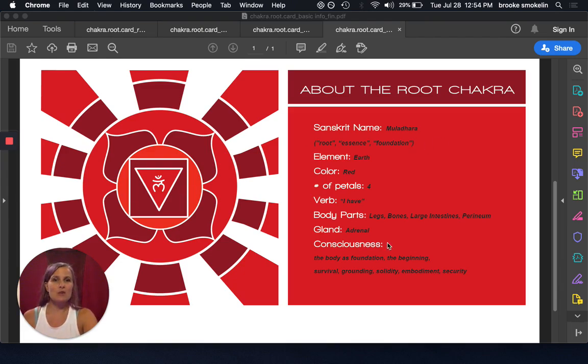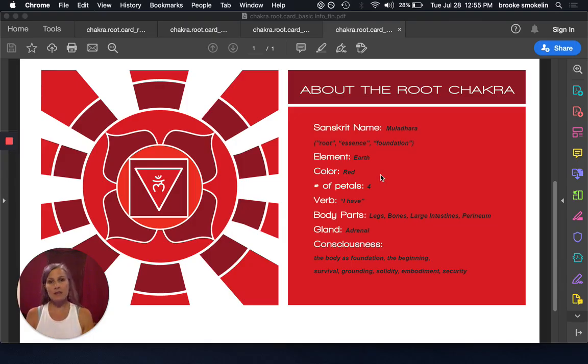Okay, so let's go over the root chakra. First we have the Sanskrit name, which is Muladhara. Let's say that together: Muladhara. Let that flow out your lips. Muladhara means root, essence, and foundation. So inherent in the naming of this energy are indicators of its qualities.